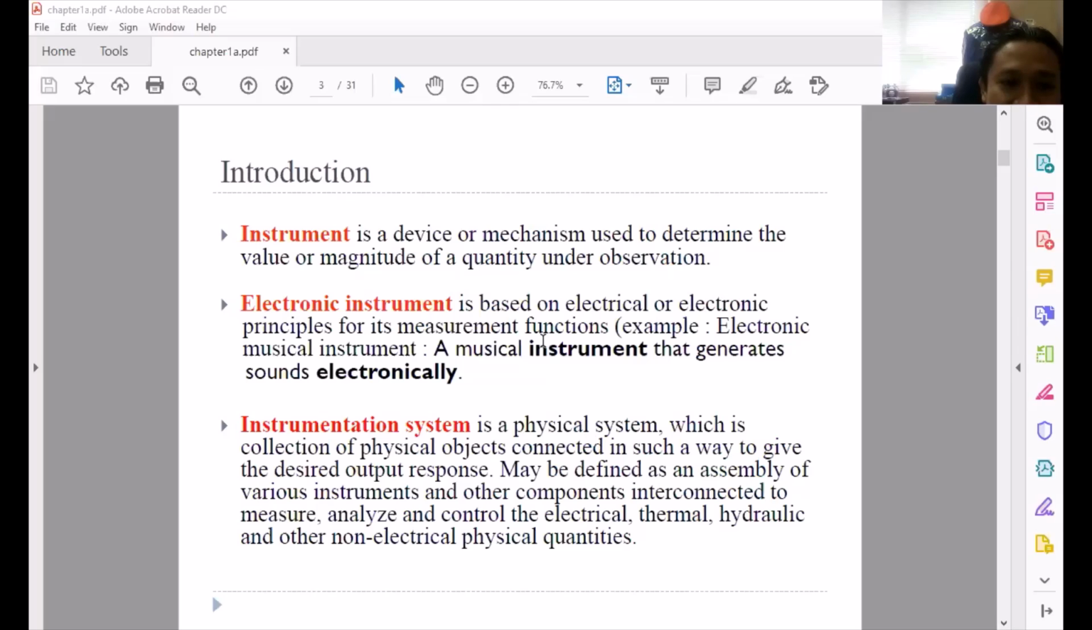The introduction starts with the instrument. What is an instrument? An instrument is a device or mechanism, sometimes called equipment, used to determine the value or magnitude of the quantity under observation. For example, this is a digital multimeter. Can you see this one? It measures voltage and current. This is one of the electrical instruments to measure voltage and current.